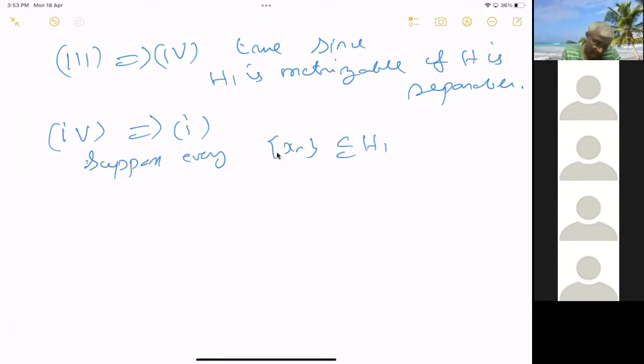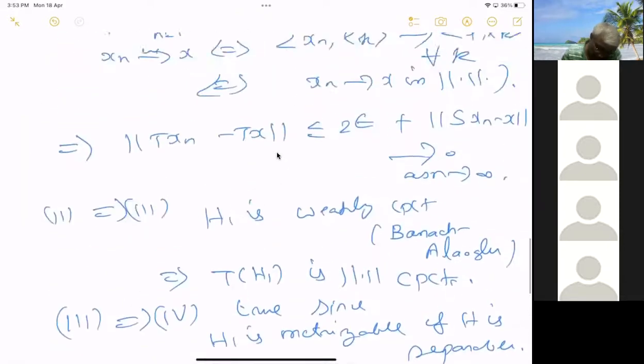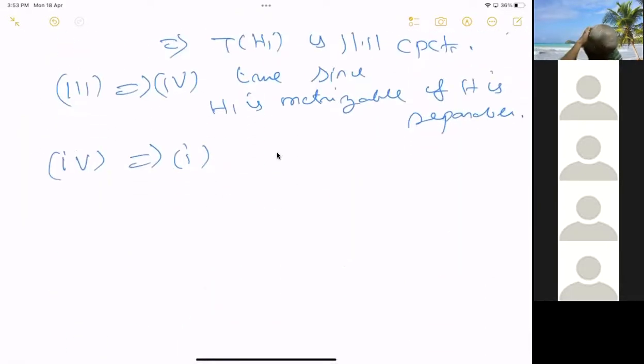Actually, we can take the sequence itself. Okay, anyway, so the statement is written, I do not write it. So every xn has a subsequence such that T of xn converges. From this, we want to produce a sequence of finite rank operators which converges to this T. So suppose T satisfies property 4.